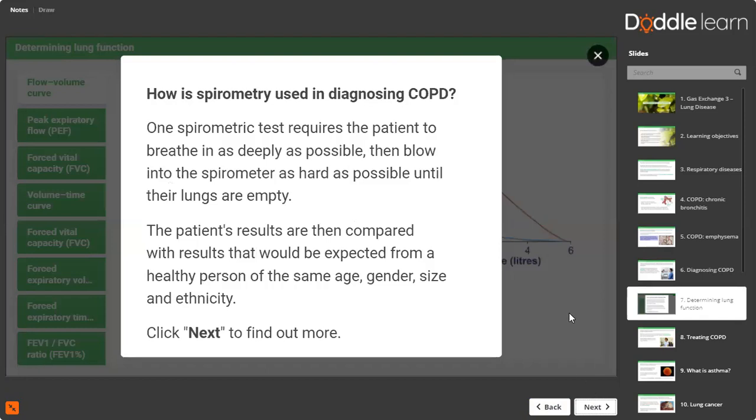So we're going to look now at how spirometry is used to diagnose COPD. We talked about last week how spirometry works, and we had a little look at the different values of tidal flows and peak flows. Now we're going to look specifically at how it works with COPD. One spirometric test requires the patient to breathe in as deeply as possible, then blow into the spirometer as hard as possible until their lungs are empty. The patient's results are then compared with results expected from a healthy person of the same age, gender, size, and ethnicity.